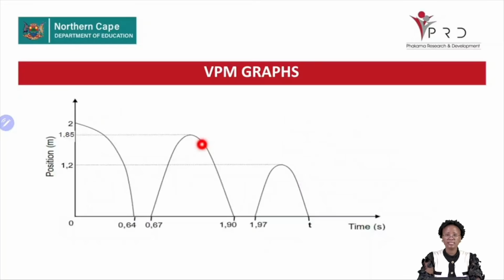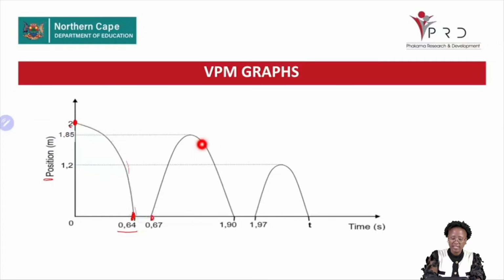Let's quickly interpret this one. We are given the position versus time graph. Let's see what it is that you can see. You can see here at 0 time, this is the initial position of the object. The object was at a height of 2 meters. Before it was what? It was dropped vertically downwards. And then it took how many seconds? 0.64 seconds to reach the ground. And then the difference between 0.64 and 0.67 is the time the ball has been in contact with the ground.